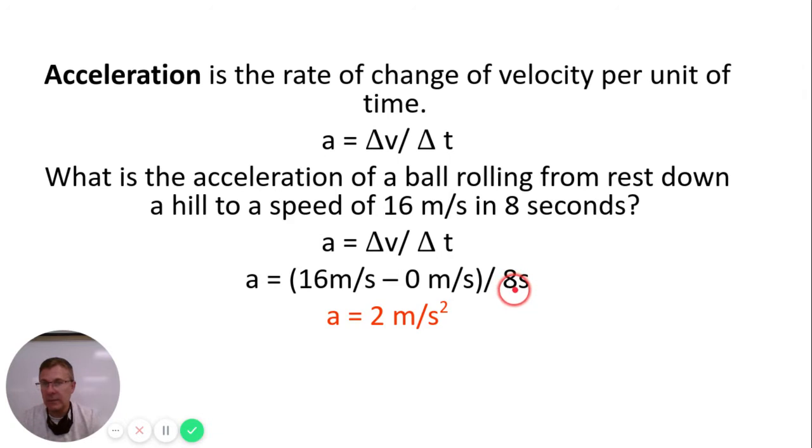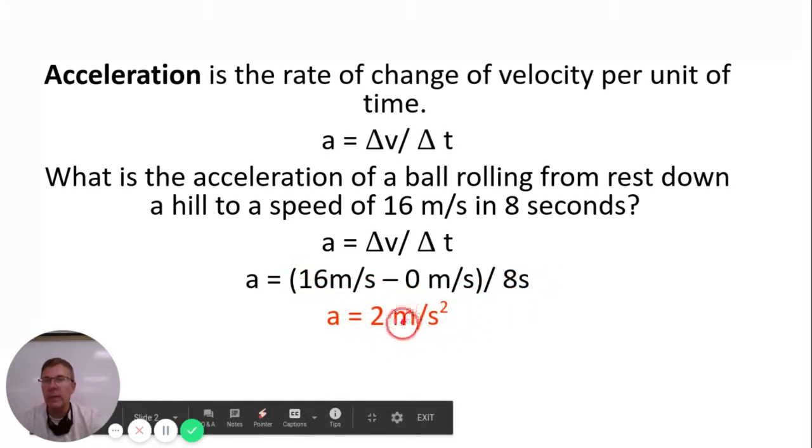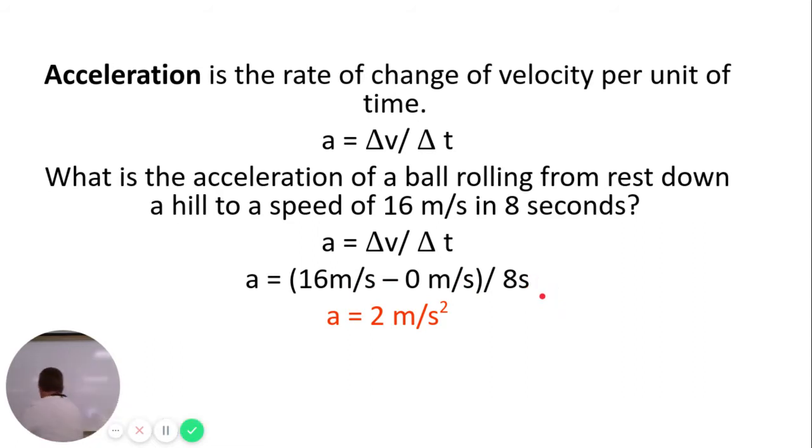Divided by 8 seconds. Okay, so 16 over 8 is 2. Now look at the units here. Meters per second squared. All right, you have meters per second divided by seconds. Okay, and if you do that, meters per second divided by seconds, this is equivalent to meters per second times 1 over seconds. That's how you get meters per second squared.